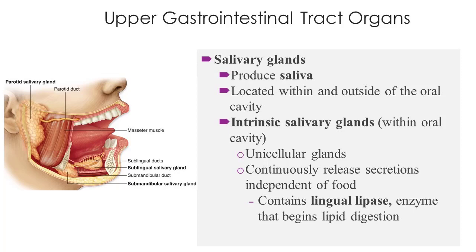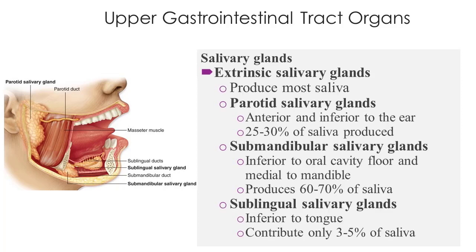They're really, really small. But when we get to the ones we really think about, the extrinsic salivary glands, these are in fact organs. And we can see in our illustration just over here by our ear, that is the parotid salivary gland. And it's going to produce about 25 to 30% of the saliva. It's the largest, but it doesn't do all the work.